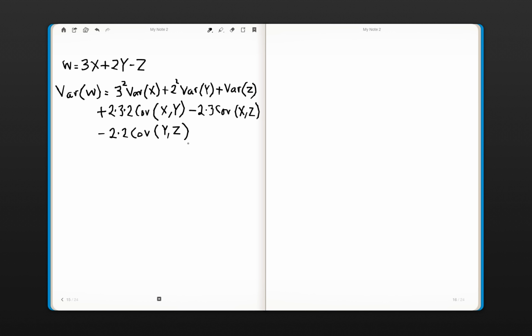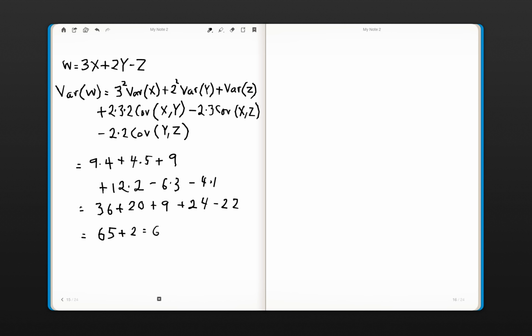Which is equal to 9 times the variance of x, which is 4, plus 4 times the variance of y, which is 5, plus the variance of z, which is 9, plus 12 times the covariance of xy, which is 2, minus 6 times the covariance of x and z, which is 3, and then minus 4 times the covariance of y and z, which is just 1. Okay, which is equal to 67. So we've computed the variance of w.